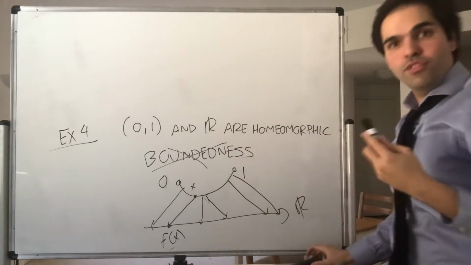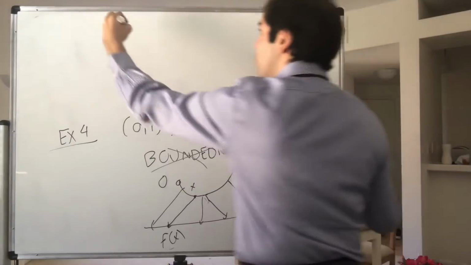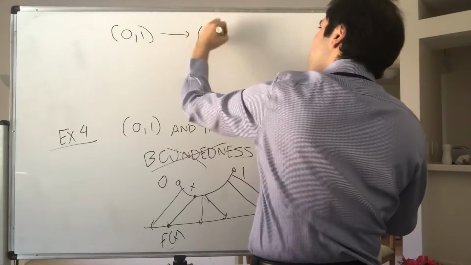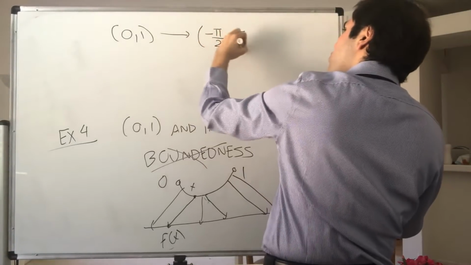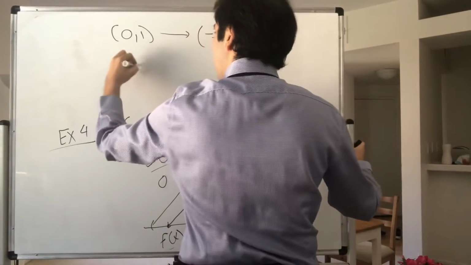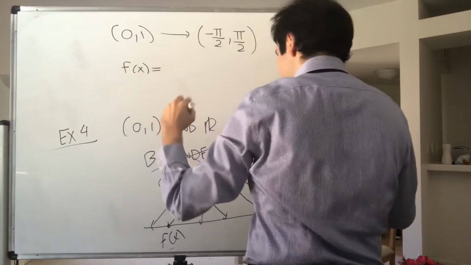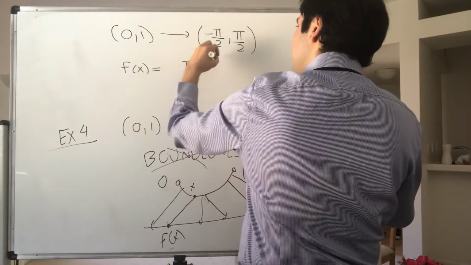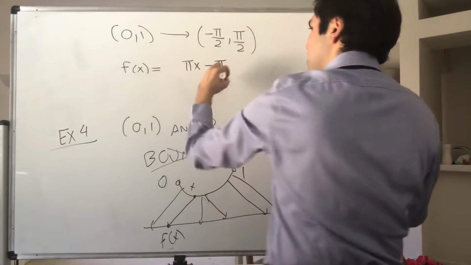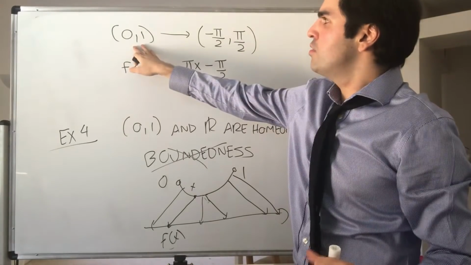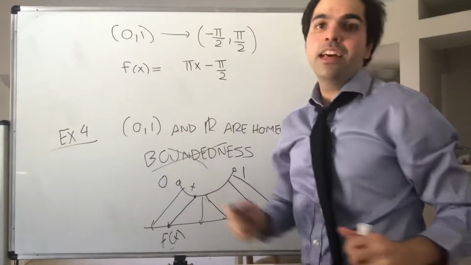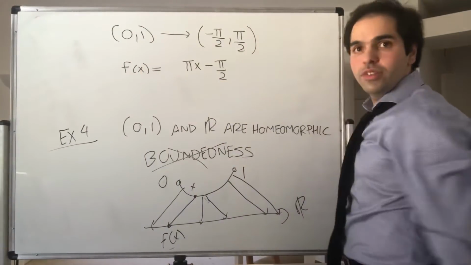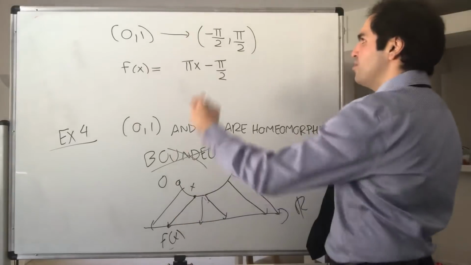But as I said, if you want an explicit formula, well, first of all, notice you can go from the interval 0, 1 to the interval minus pi over 2 to pi over 2 simply by f of x equals, let me see, so I believe pi x minus pi over 2. So this makes it to be the interval 0, pi, and then by shifting it, you get pi x minus pi over 2, and you can check that the inverse function is also continuous.